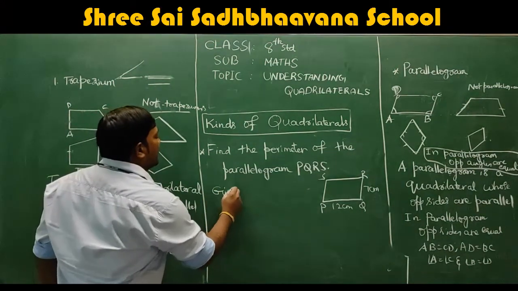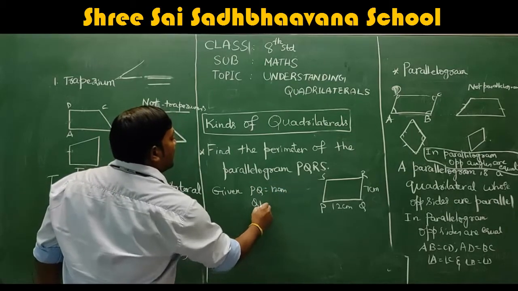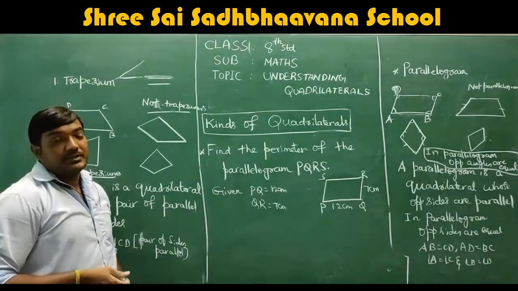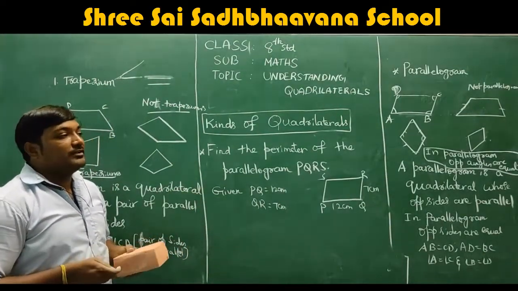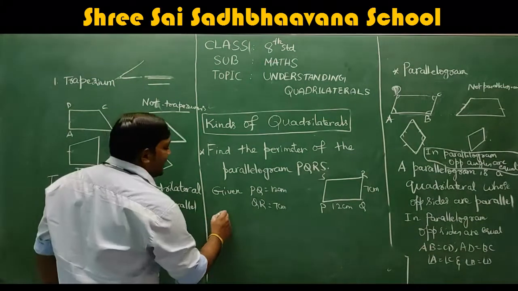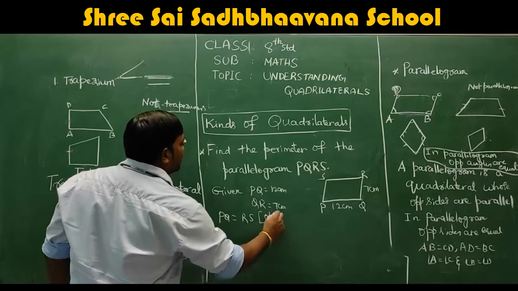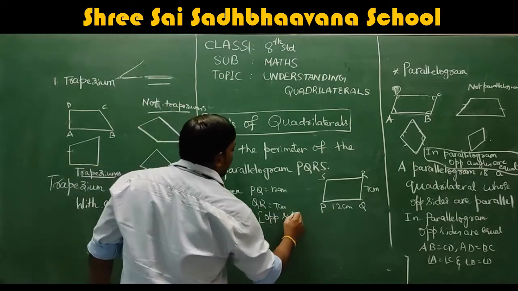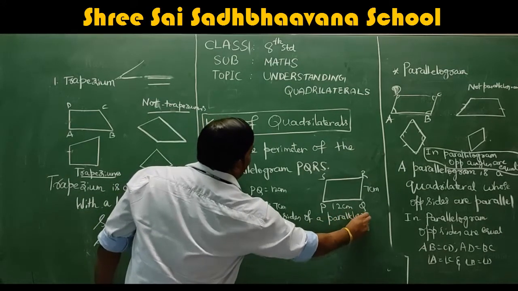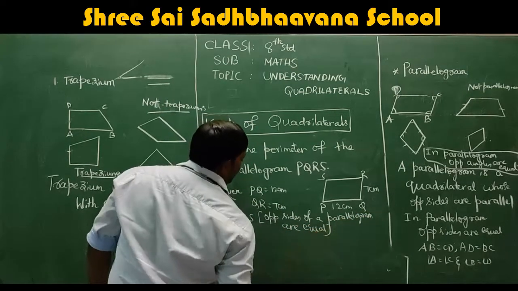So given, length PQ is 12 centimeters and QR is 7 centimeters. And he didn't give the PS length and SR length. Correct? And as we just discussed, opposite sides of a parallelogram are equal. Then can we write PQ is equal to RS, because of this property: opposite sides of a parallelogram are equal. So that is the reason they are equal.